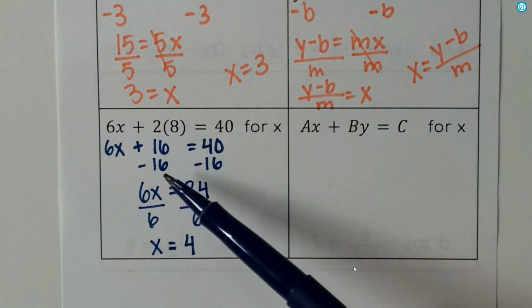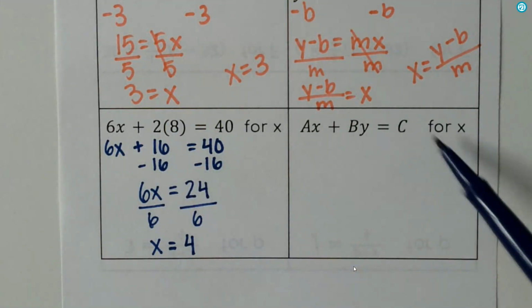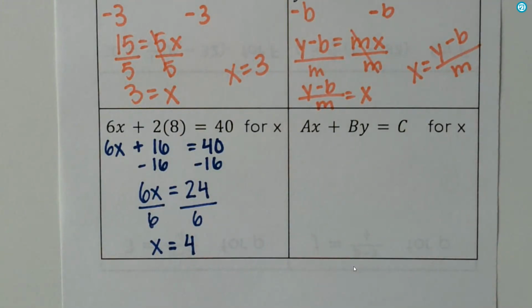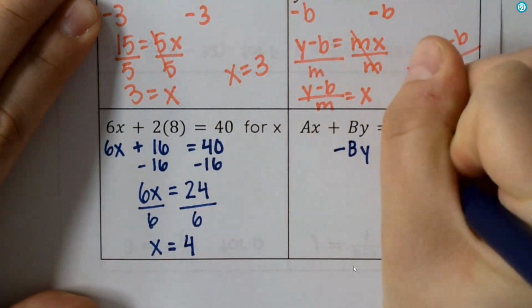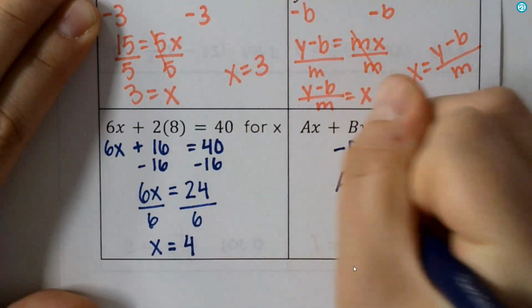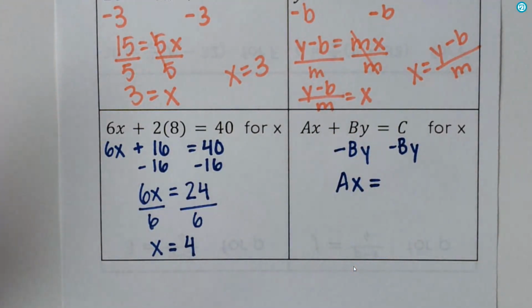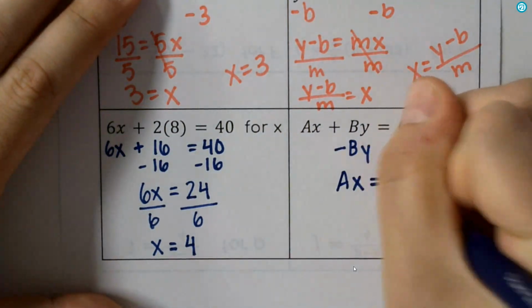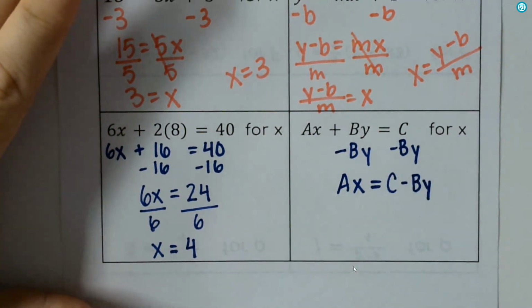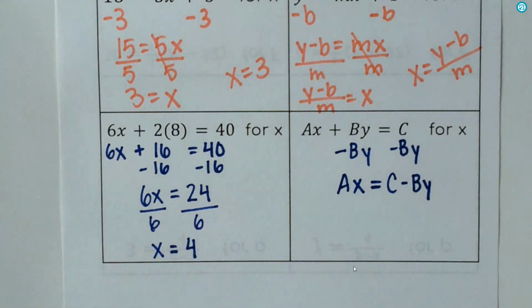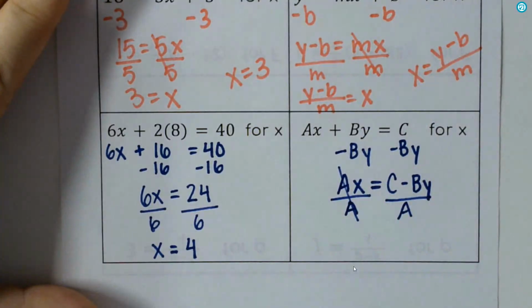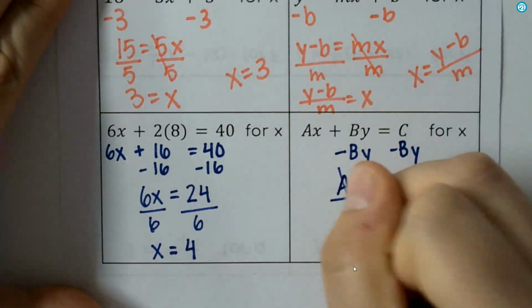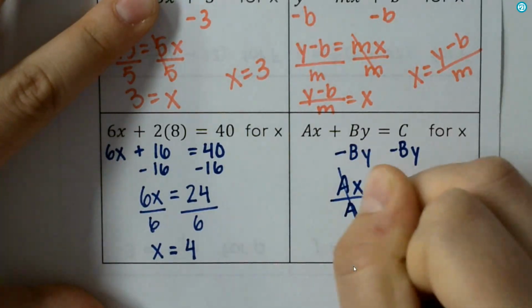Okay. So if over here, the first thing I did was subtract, what am I subtracting over here? by. Say bye to by. So I'm going to subtract that by. I've got ax equals, and then c minus by. I can't actually subtract that, so I leave it as c minus by. And then I divide everything by a. Divide it all by a. And x equals c minus by all over a.